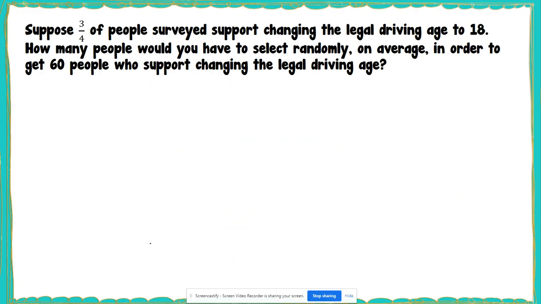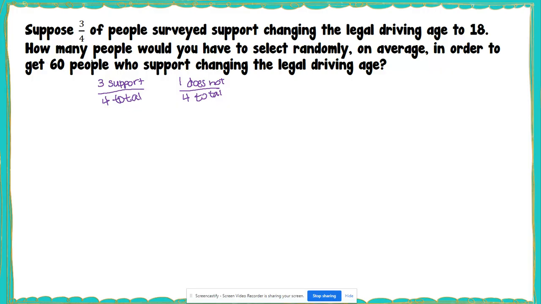Next, we see suppose 3/4 of people surveyed support changing the legal driving age to 18. So if we start with that, if we say 3/4, that means 3 people support changing the law out of every 4 total people. This means that 1 does not support out of every 4 total people.